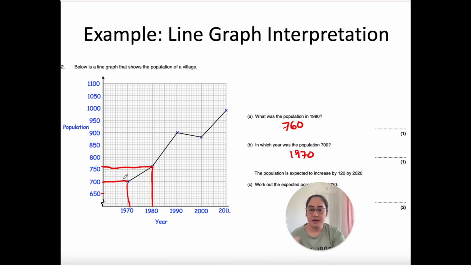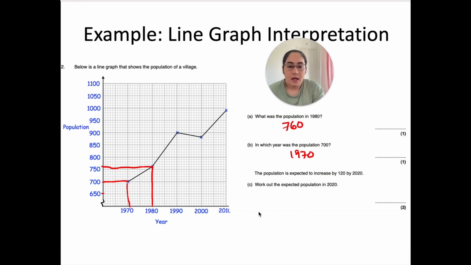Here we were asked about what the population was in specific years. So we go down to the axis that represents the year, and then we go up to the trend line and across. In the second question, we were asked about what year it was with a specific population. So we go to the y-axis, which represents the population, and then we go across and down. So pay attention to your axes and which one you need to use.